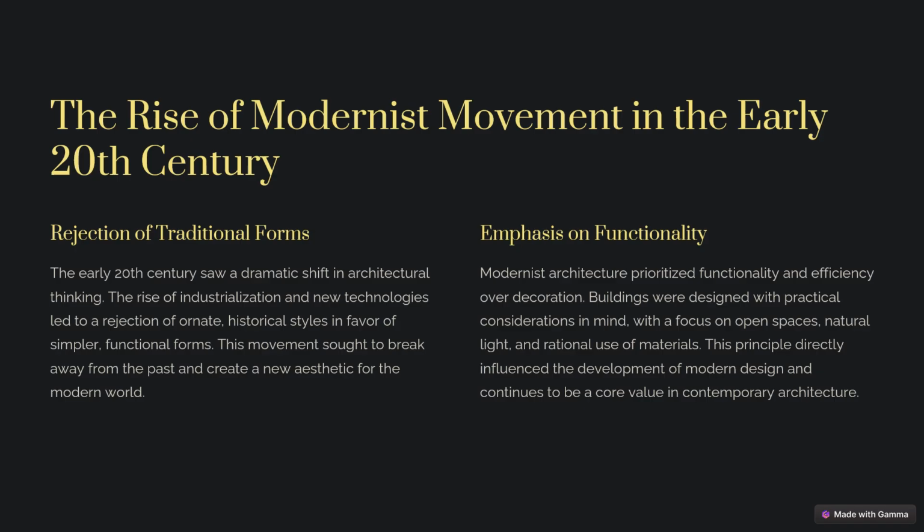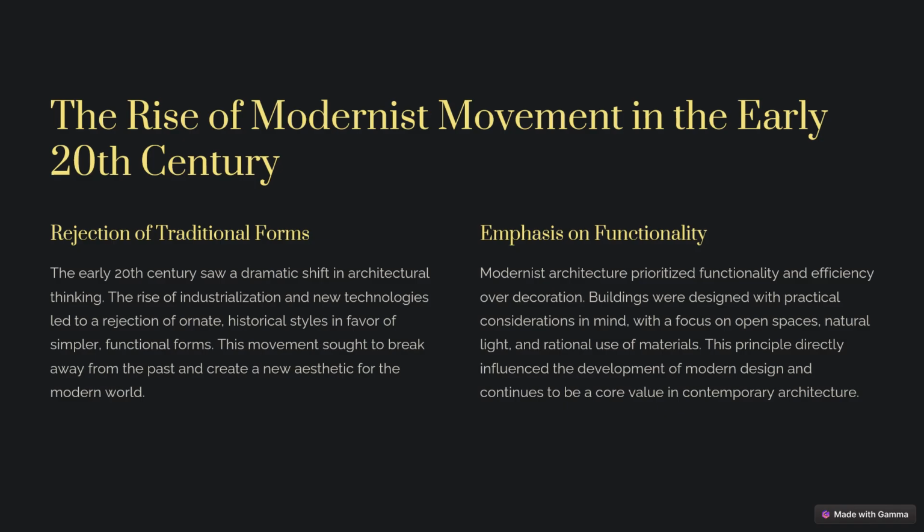On this slide, dear students, let's deal with the rise of the modernist movement in the early 20th century. Rejection of traditional forms. The early 20th century saw a dramatic shift in architectural thinking. The rise of industrialization and new technologies led to a rejection of ornate, historical styles in favor of simpler, functional forms. This movement sought to break away from the past and create a new aesthetic for the modern world.